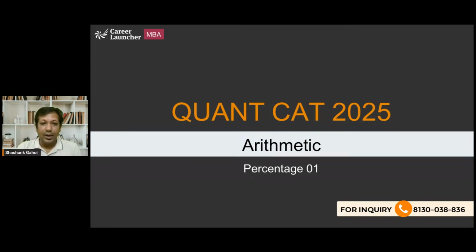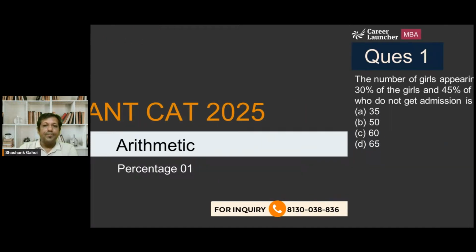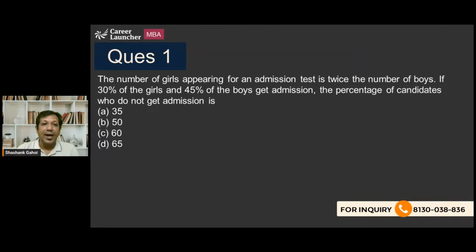So today we are going to talk about Quant CAT-25 arithmetic, and this is the first session of percentage one. In this session we are going to talk about previous year questions that have appeared in CAT. We have taken a few questions, and every Tuesday we are going to do a series where we solve a few questions of previous year CAT of different topics. In percentage, this is the first session. In the next session, we are going to do a couple of different previous year questions of percentage itself. Okay, so now let's move on to the questions and let's start.